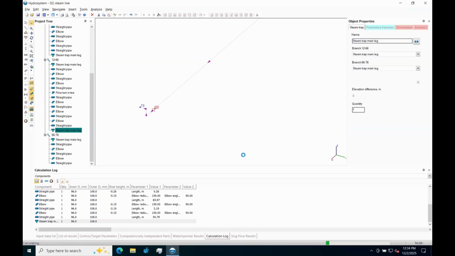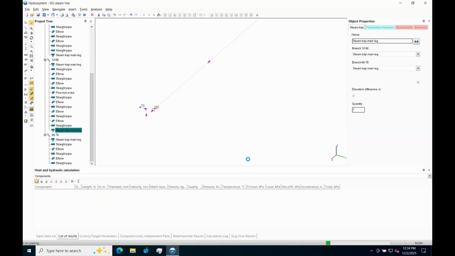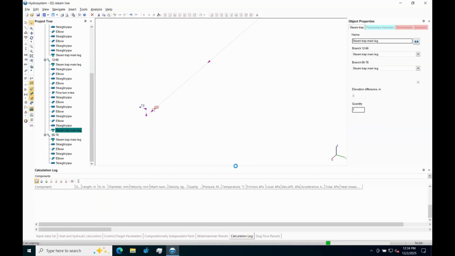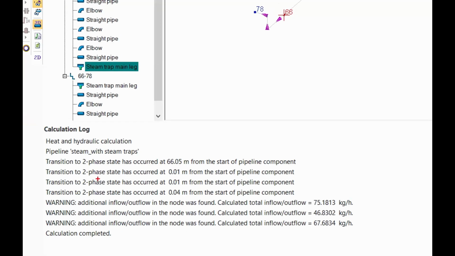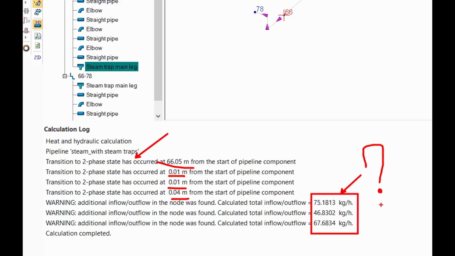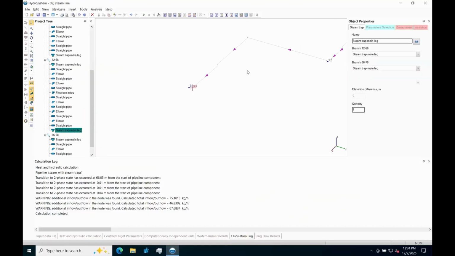Let's calculate this piping system once again. Now it will be much more interesting. Look, first of all, we have not only one phase transition to two-phase flow, we have 4 two-phase transitions, which means our fluid starts condensating 4 times in this piping system. Interesting. Then we have some inflow and outflow, which occur at different piping nodes. So let's figure out what is going on in this piping system now.